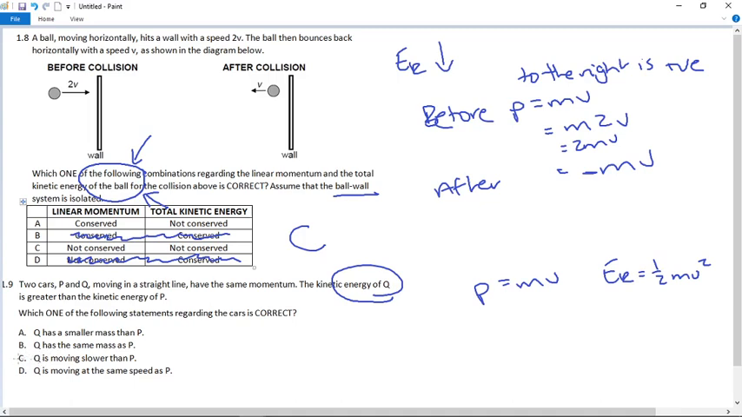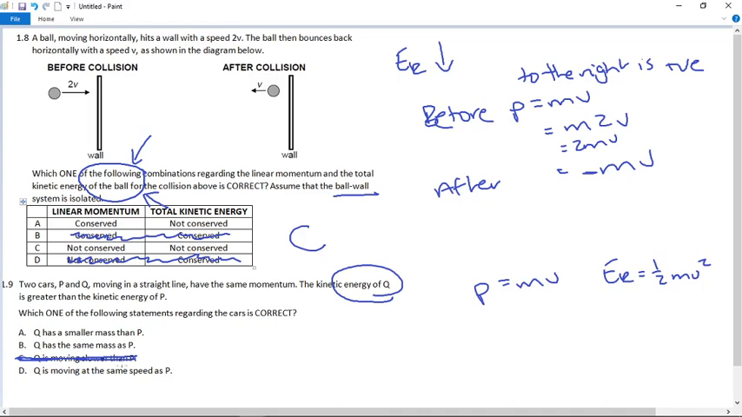I would get rid of "Q is moving slower than P." Why would I get rid of this? Because if Q is moving slower than P, it's highly unlikely its kinetic energy is going to be bigger, because it would have to be so small because of the v squared. Remember, kinetic energy goes with v squared.